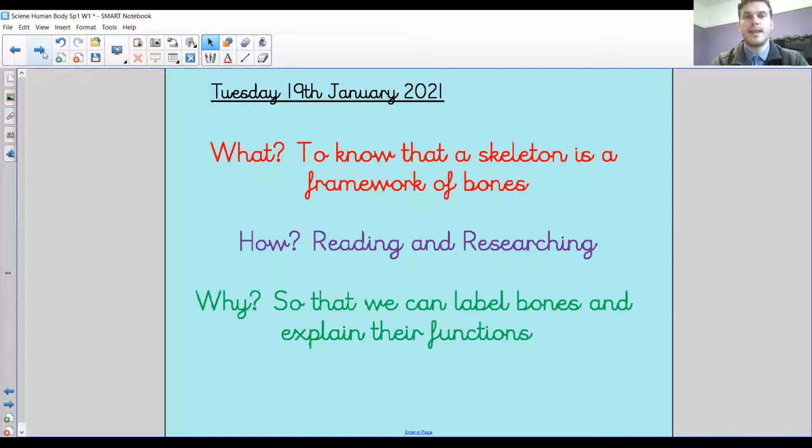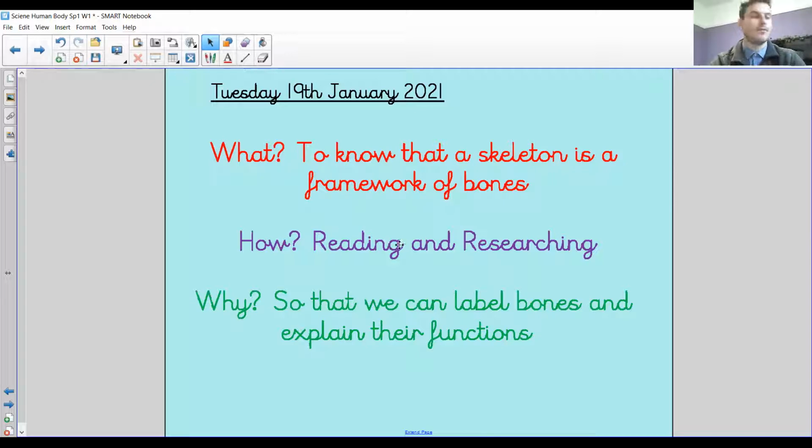So Tuesday, the 19th of January, 2021. What for today's lesson? To know that a skeleton is a framework of bones. Okay, we're going to come back to that in a minute. So we're looking at skeletons.